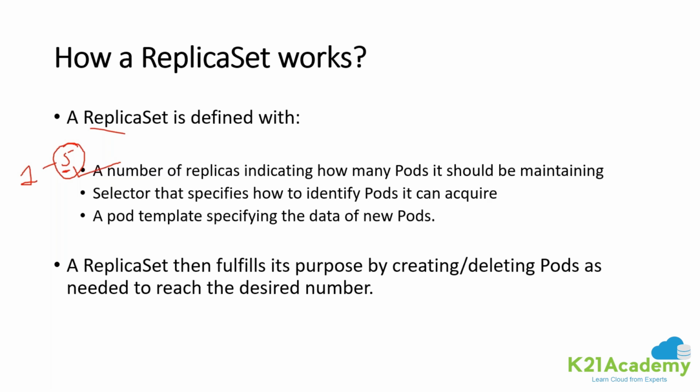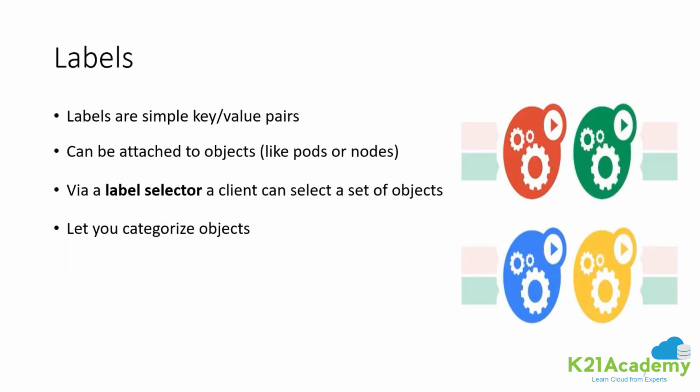So the solution for that is we give a filtering condition for the replica set. We tell it how to identify those pods. We do so with the help of something called labels. Under the metadata, where we saw name was mandatory, now we add one more feature called labels.